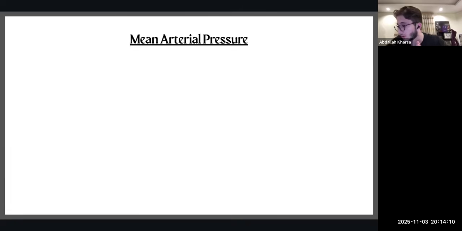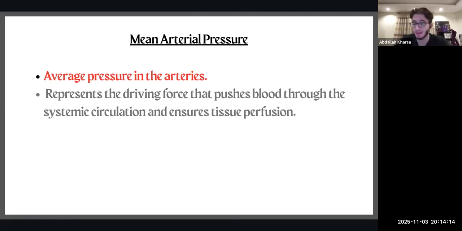The next thing we'll talk about is called mean arterial pressure. Mean arterial pressure is basically, from the name, the average or the mean pressure in the arteries. You think about all the arteries in your body, you're averaging them out. It represents the driving force that pushes blood through the systemic circulation and ensures tissue perfusion. If someone has a very low mean arterial pressure, the blood isn't pushing through as easily and blood isn't reaching the organs as well.